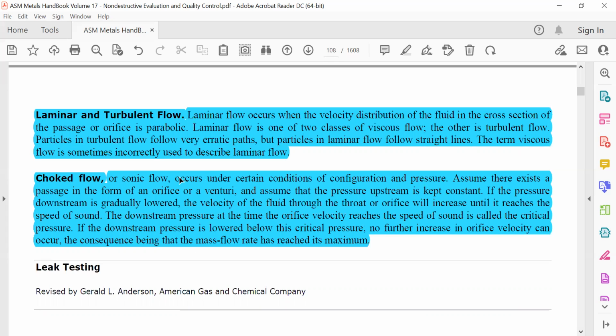Choked flow. A sonic flow occurs under certain conditions of configuration and pressure. Assume there exists a passage in the form of an orifice or a venturi, and assume that the pressure upstream is kept constant. If the pressure downstream is gradually lowered, the velocity of the fluid through the throat or orifice will increase until it reaches the speed of sound.